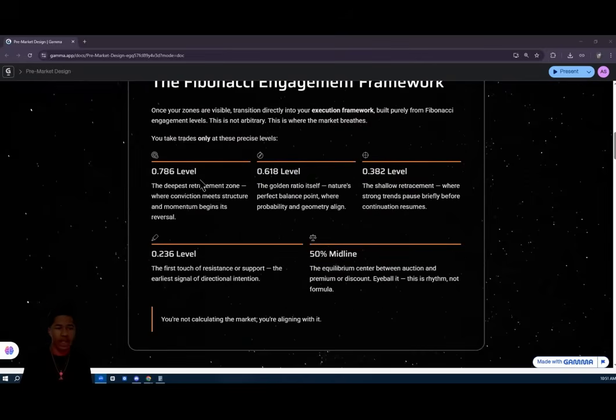Now, the Fibonacci engagement framework, you only have about four levels. You have your 786, your 618, your 382, and your 236. I don't use the Fibonacci the same way everyone uses it as the golden ratio of the 618 and 786, that golden ratio retracement. No. These are just my entry levels. These are my entry points. And I take trades with the 50% midline. What does that look like?